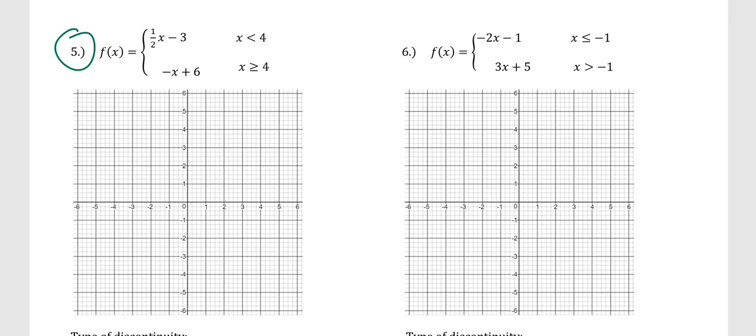So graph number 1, and use your calculator if you need to get some points. 0.5x minus 3 and negative x plus 6. And when you go to do that negative in front of the x, make sure you use the negative sign and not the minus sign, because it doesn't like that. Give you a minute to come up with some points.